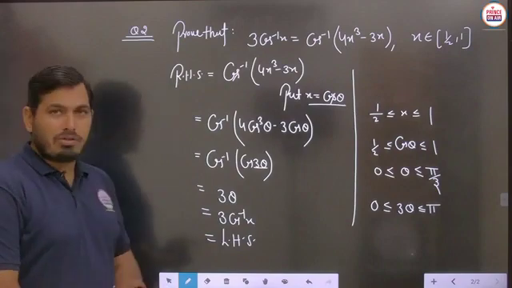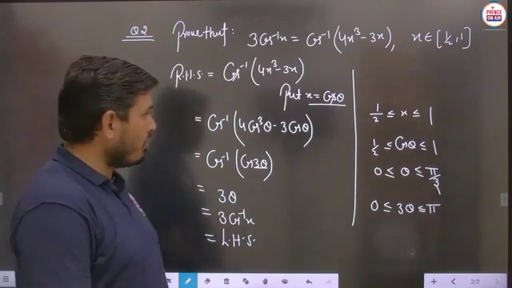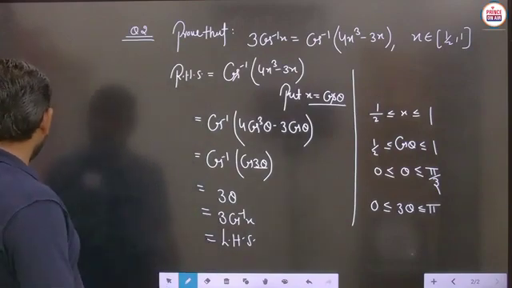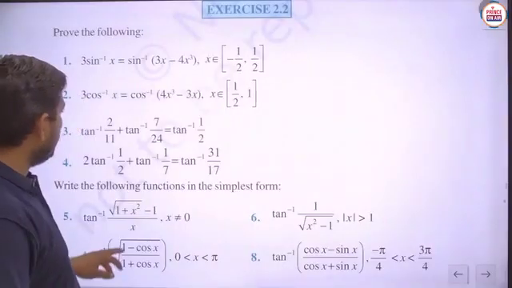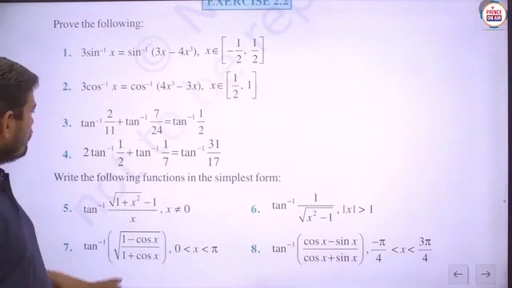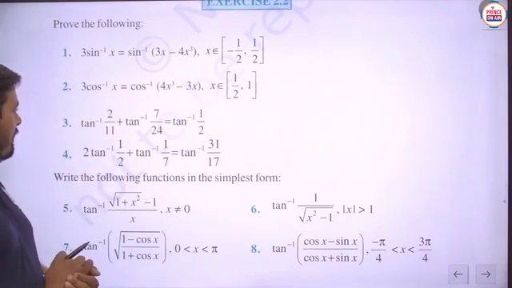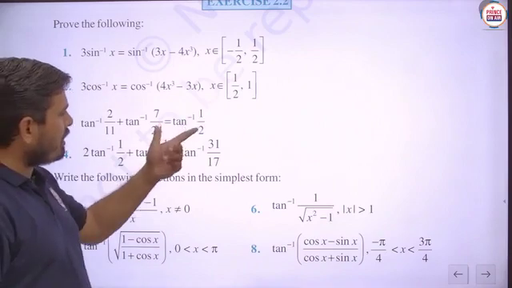Next, question number 3, students, we will take. Before that, pause the video to note it down. Question number 3 we have to take here. So let's see question number 3 again. A very simple question where tan inverse of 2 by 11 plus tan inverse of 7 by 24 should be equal to tan inverse of half.